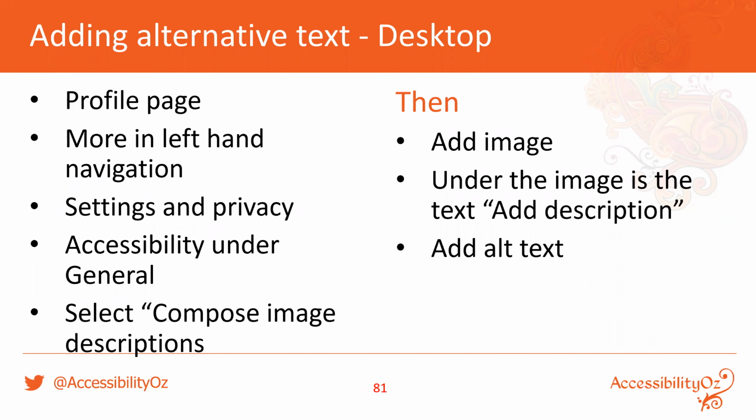There are 2 steps to adding alternative text on desktop. First, you go to the profile page, select more in left-hand navigation, select settings and privacy, then accessibility under general, then select compose image descriptions. Then when you actually add an image, under the image is the text add description, select that and add alt text.